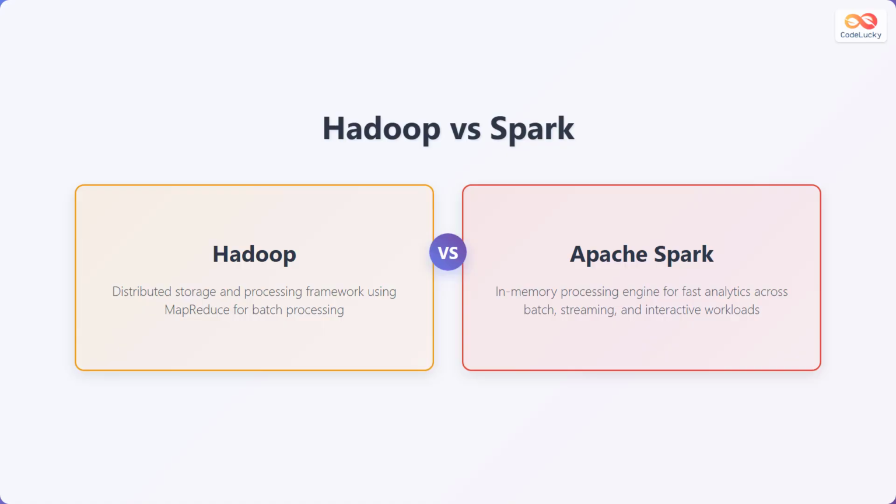Let's compare Hadoop and Spark. Hadoop is a distributed storage and processing framework that uses MapReduce for batch processing. Apache Spark is an in-memory processing engine that provides fast analytics across batch, streaming, and interactive workloads.